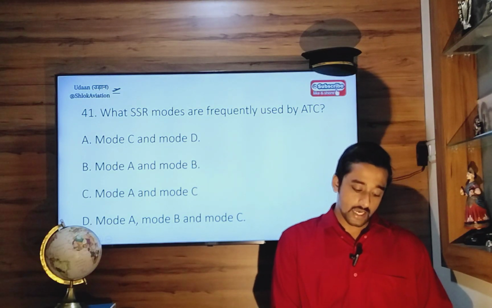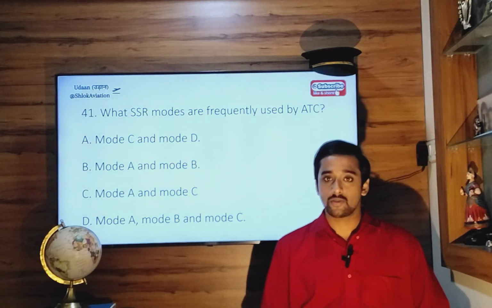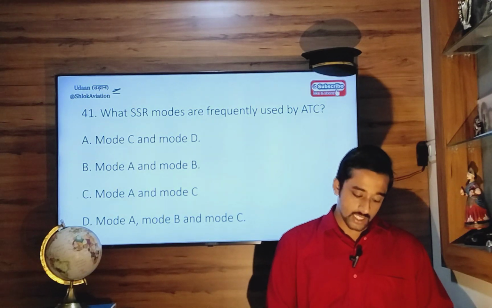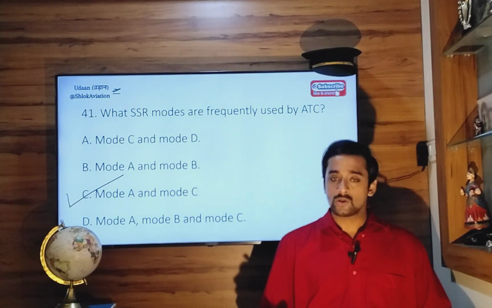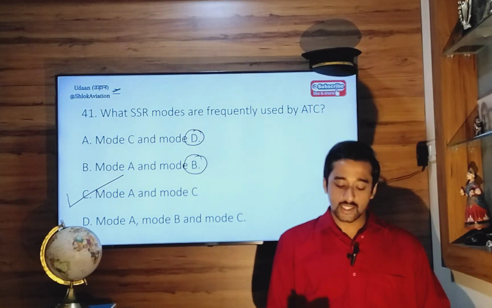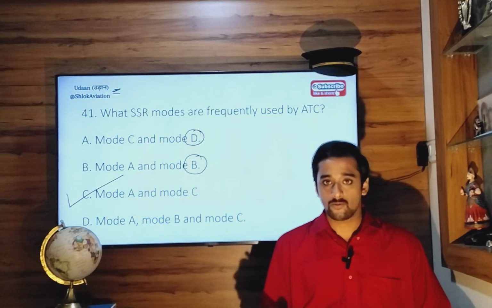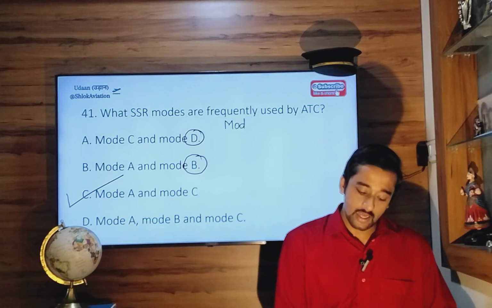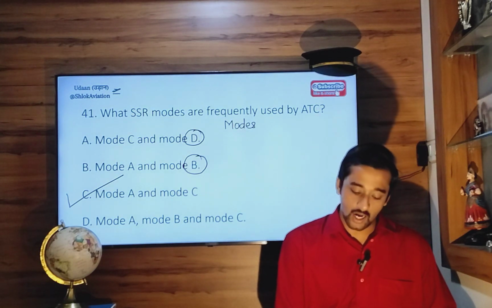Simple. What SSR modes are frequently used by ATC? So ATC will use mode A and mode C frequently. There is no such thing called mode Delta. Mode Bravo is there, but it is redundant now. We don't use it. So frequently used modes are modes A, C, and S.